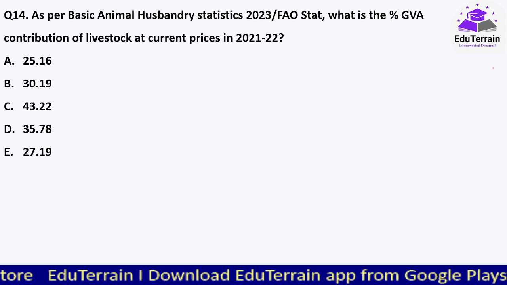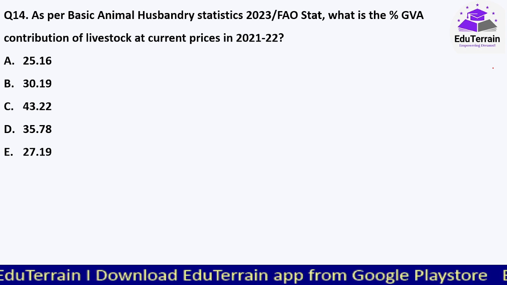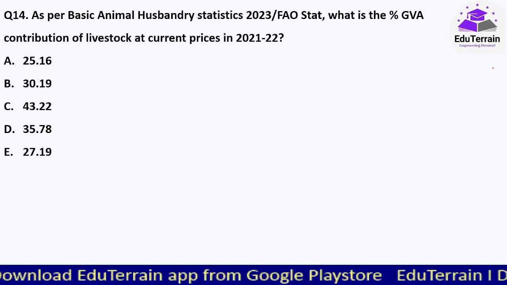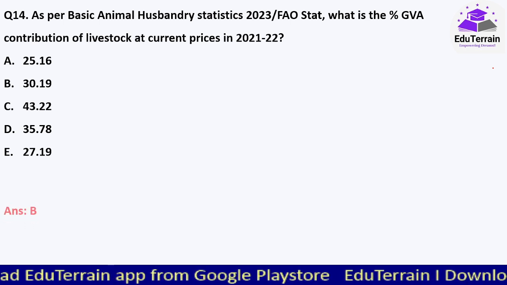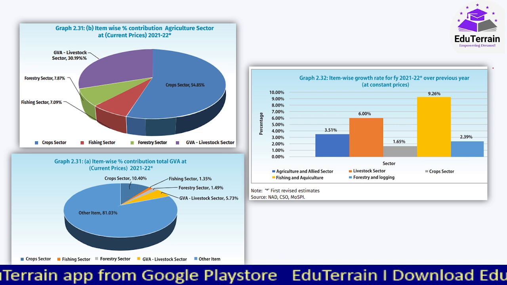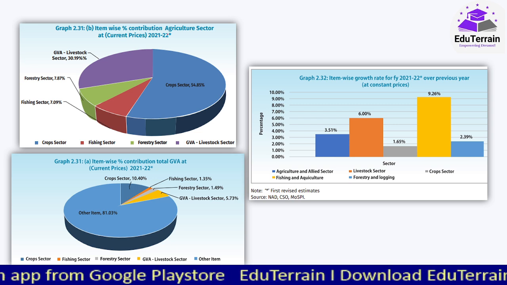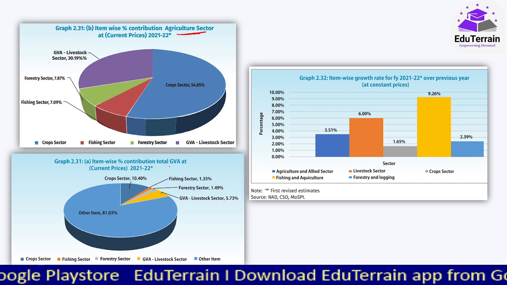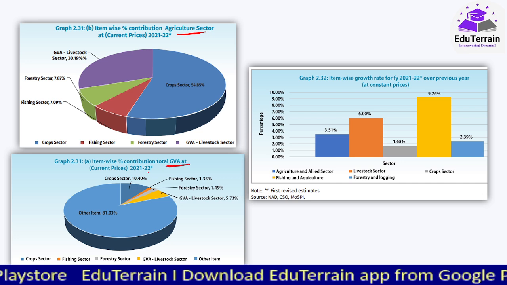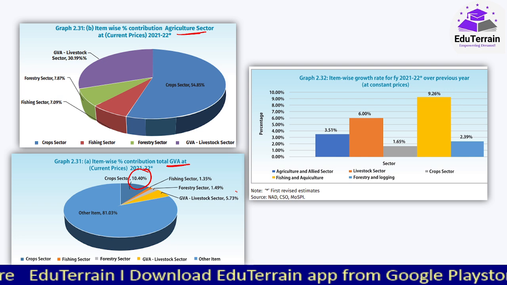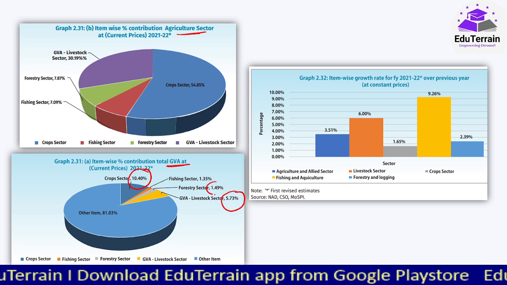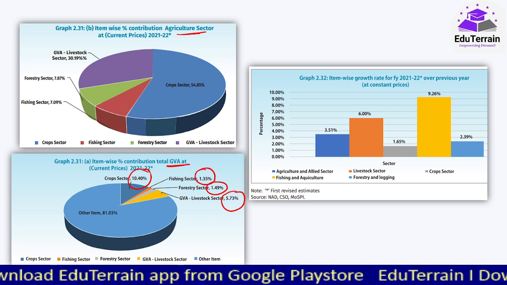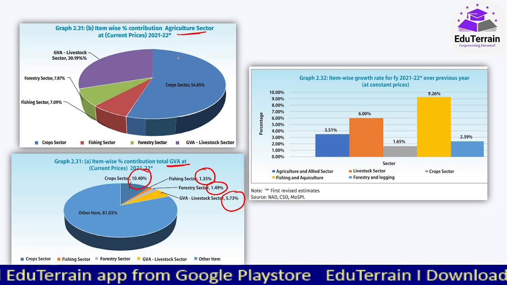Okay, again from the same Basic Animal Husbandry Statistics 2023, what is the percentage GVA contribution of livestock at the current prices? So here it is 30.19%. This is the item wise percentage contribution of the agriculture sector, and this is total GVA. In total GVA, crops is 10.4%, livestock 5.73%, forestry 1.49% and fisheries 1.35%. This is to the total India's GVA, and here this is to total agriculture sector.